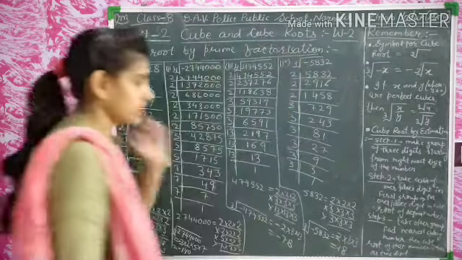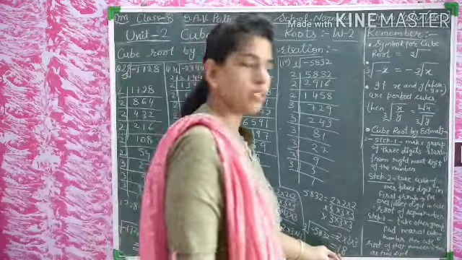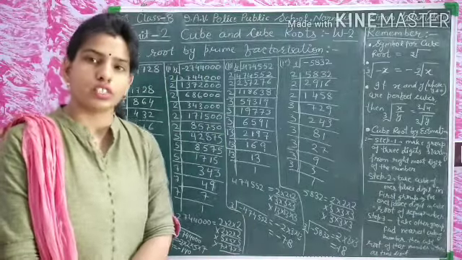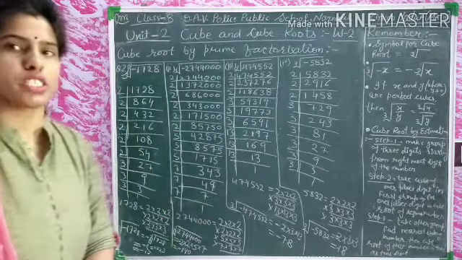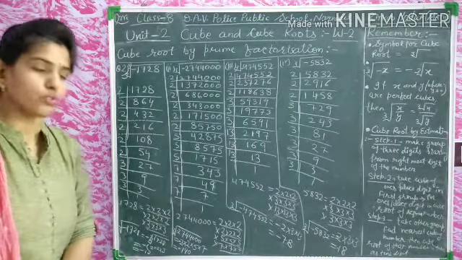Minus 18 is there. So this is the cube of a number, that is equal to minus 18 here. Is this clear, students? Okay, this was question number 2. Now we will go to the next question.